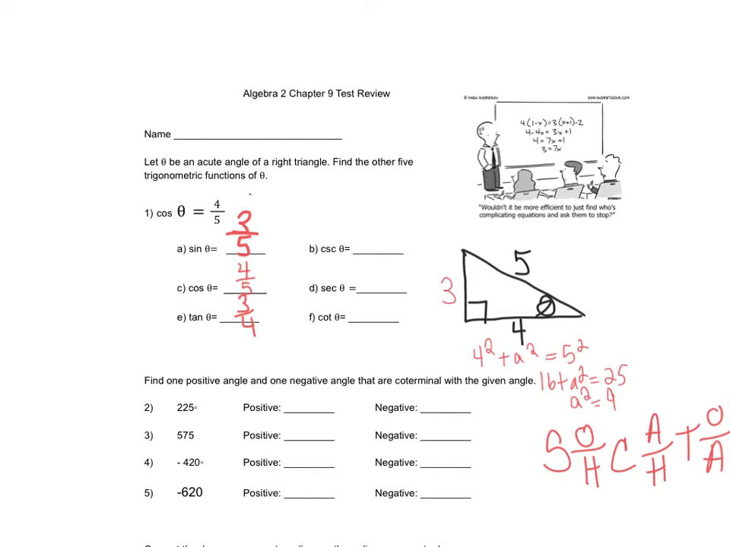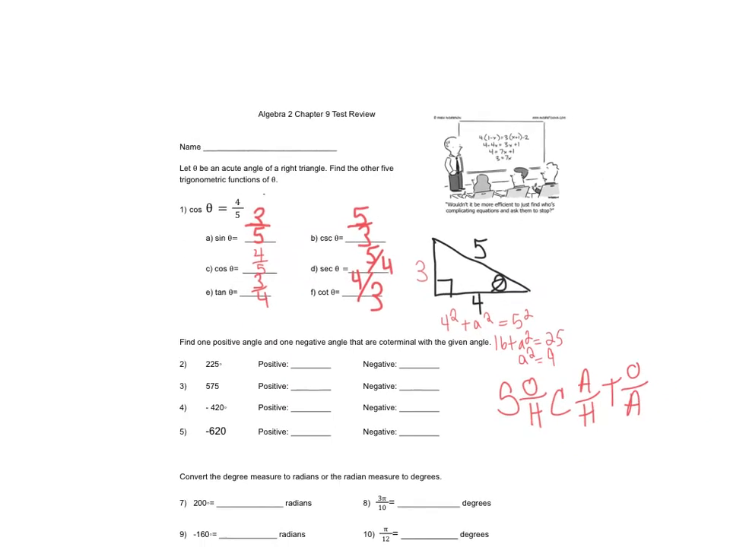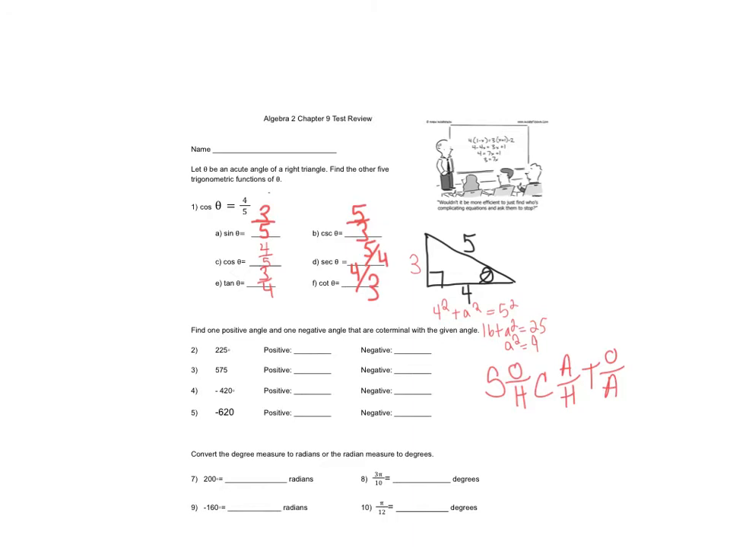And then if you remember, cosecant, secant, and cotangent are just the reciprocals. So cosecant is going to be the reciprocal of sine, so that's going to be 5 over 3. Secant is going to be the reciprocal of cosine, so that's going to be 5 over 4. And cotangent is the reciprocal of tangent, so that's going to be 4 over 3. So you need to find all three sides and then use right triangle trig to figure out what all of those trig functions actually are.